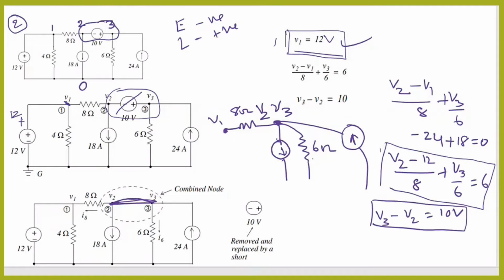So from this, what is V2? Substitute V3 in terms of V2 here. So V3 is equal to 10 plus V2. So V2 minus 12 divided by 8 plus V3, which is 10 plus V2, divided by 6 is equal to 6. So you can get V2 directly.